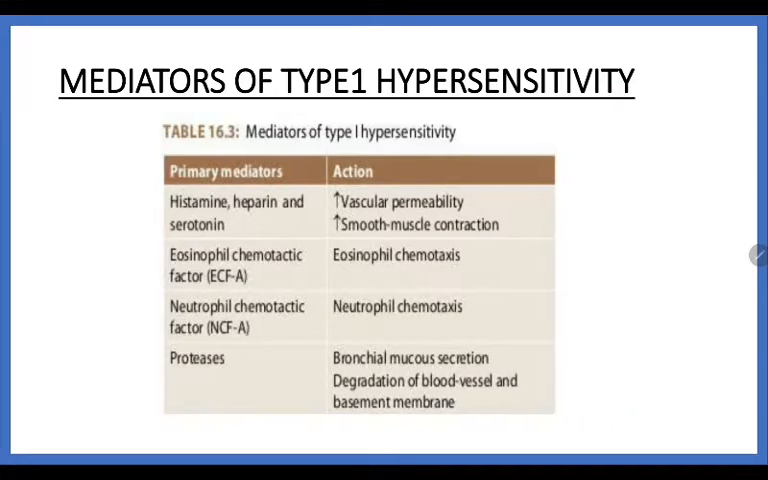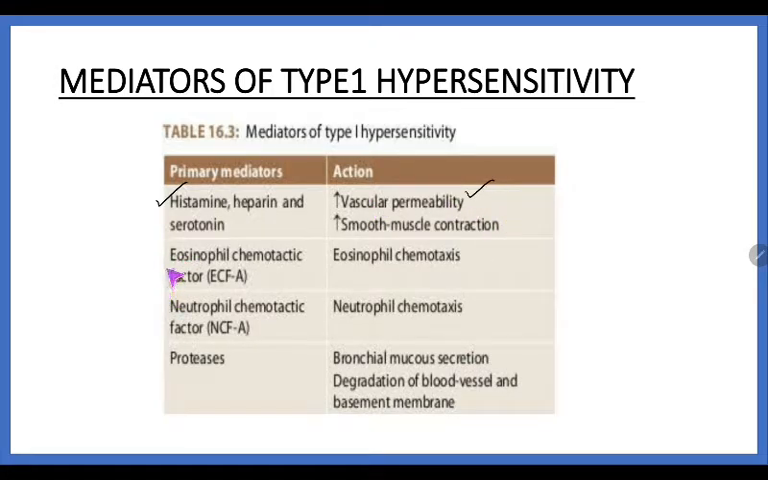Coming to mediators, what are the mediators? We know the mast cell is known for releasing histamine and serotonin, and thereby the primary mediators are the mediators which are already present in the cytoplasm as granules. So histamine, serotonin, everything is released, and therefore there is vascular permeability and smooth muscle contraction, what we have seen earlier.